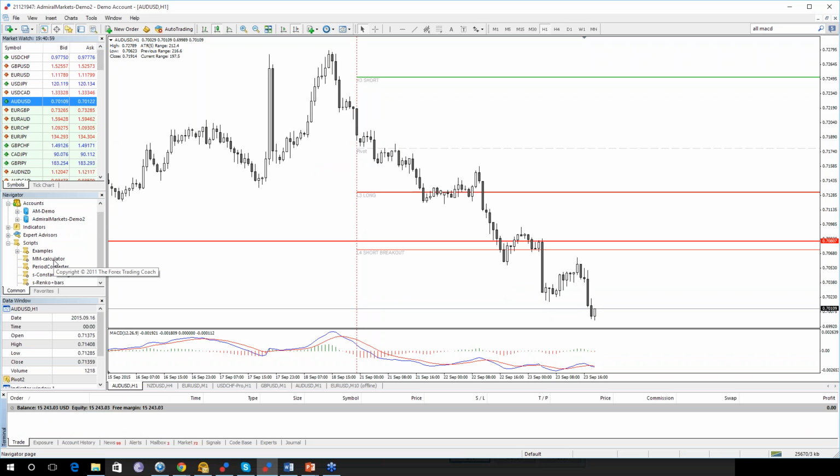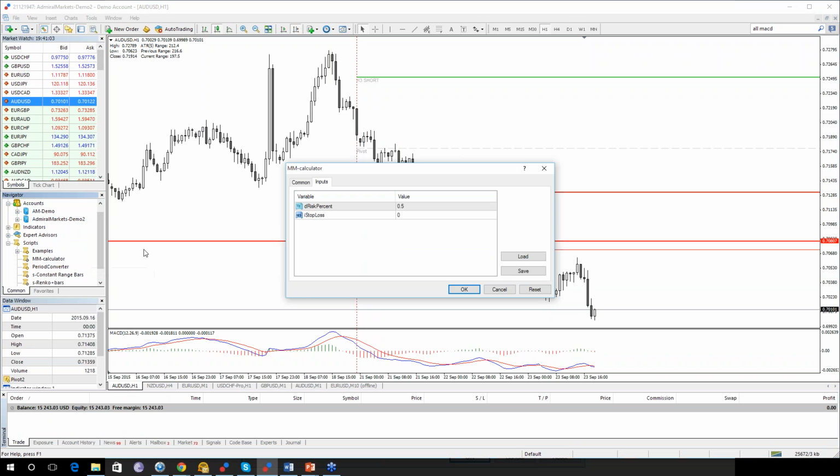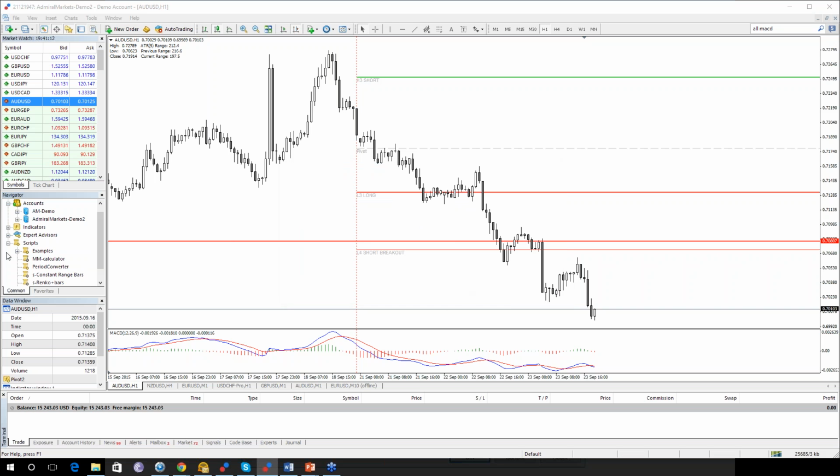So let's use one more example. For example, let's say I want to gamble. I will open the management calculator and say I want to go with 10% of risk, and my stop loss is, let's say, 30 pips. Look at this, guys. The calculated lot size is 5.08 lots.